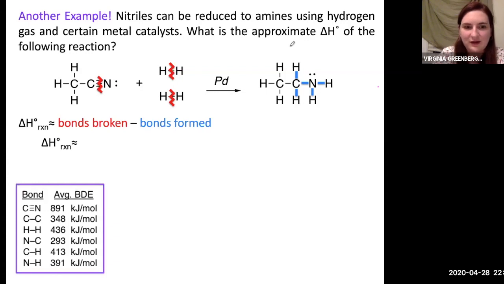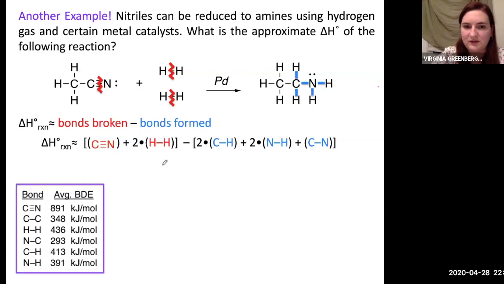And so we can write out this expression where we say we have one carbon-nitrogen triple bond breaking, two hydrogen-hydrogen bonds breaking. And always feel free to make a chart for yourself where you're tallying what was broken and what was formed. Make sure you include everything in your calculations. So we have those bonds breaking. And then we're going to subtract off the bonds that are forming. So we have our carbon-hydrogen bonds here, our nitrogen-hydrogen bonds here, and then our one carbon-nitrogen single bond now that's forming.